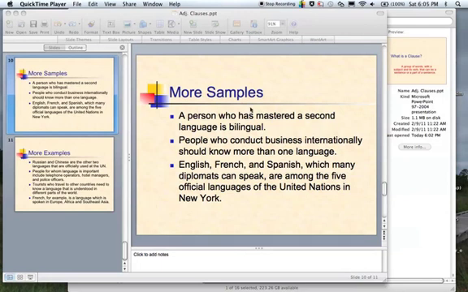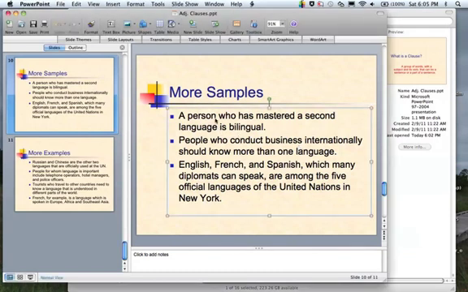Okay, for this first one, we've got 2 subject-verb pairs. We have a person is and we have who has mastered, right? So I'll just kind of highlight for you. Who has mastered a second language is your adjective clause, and a person is bilingual is your independent clause.